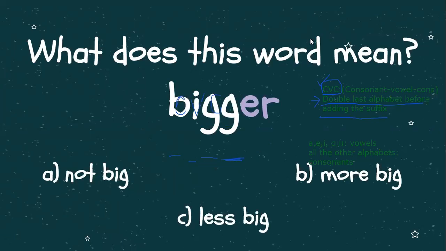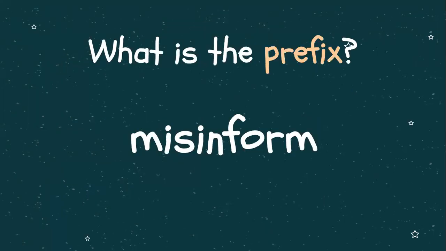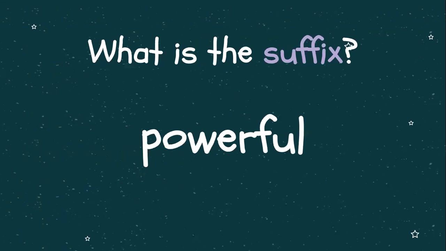Okay, let me just clear the drawings. What is the meaning of bigger? Right, you are right. It is option B, more big. Now I have another question for you. What is the prefix in this one? Misinform. Yup, it's mis. And what is the meaning of misinform? Yup, it's A, to tell wrong information.